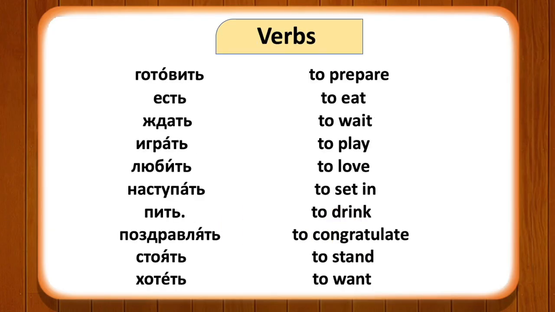Some of the verbs like готовить means to prepare, есть means to eat, ждать means to wait, играть means to play, любить means to love, наступать means to set in, пить means to drink, поздравлять means to congratulate, стоять means to stand, and хотеть means to want.